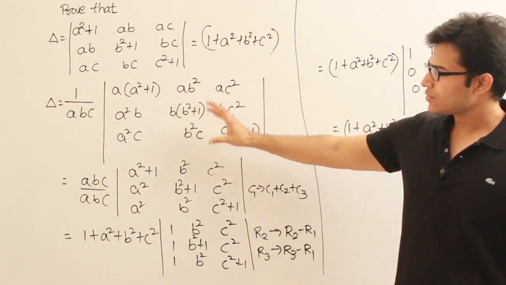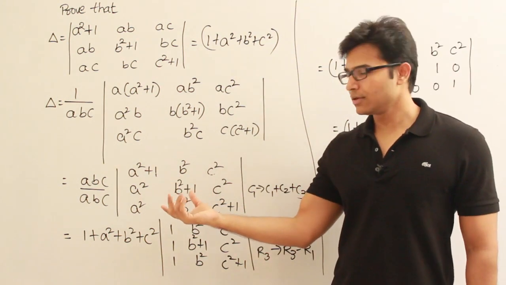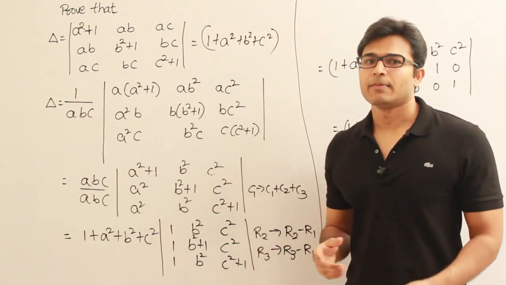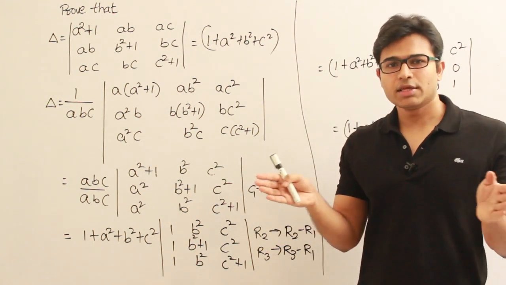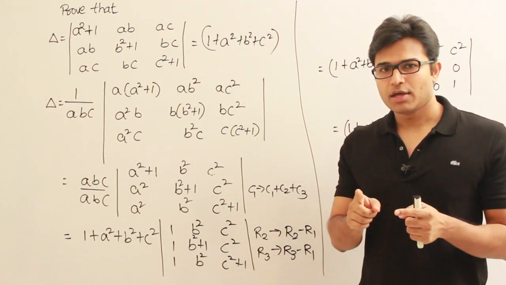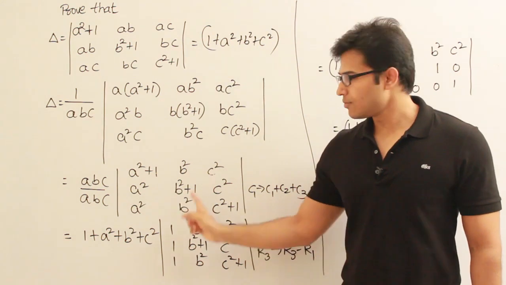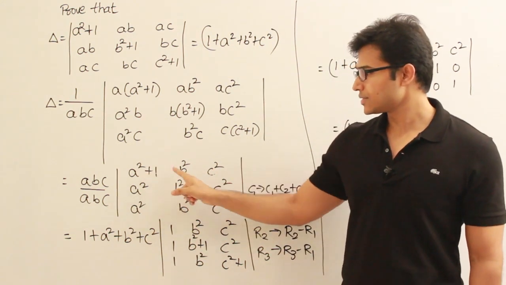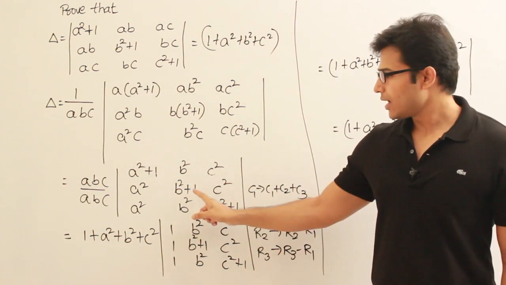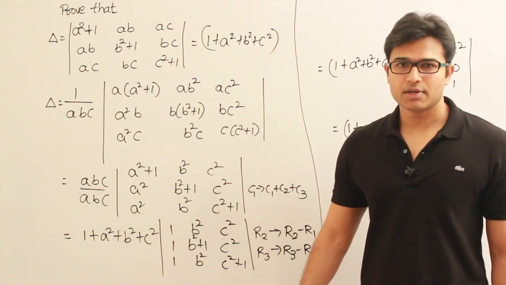I did these two transformations to get a determinant like this, so that if you observe it, if I add all the columns, the sum of each row is the same. If you add all these up, the sum of the entire row is going to be 1 plus a square plus b square plus c square, and this one is also 1 plus a square plus b square plus c square. Same thing here.